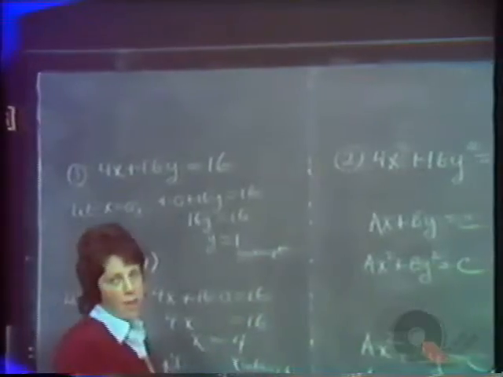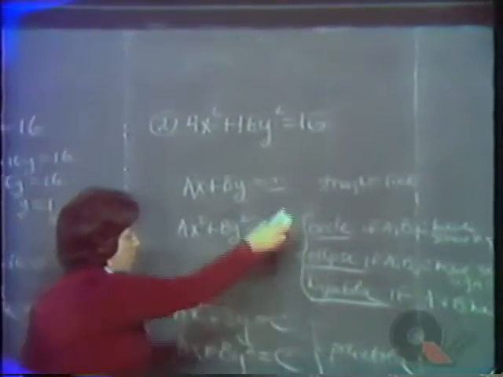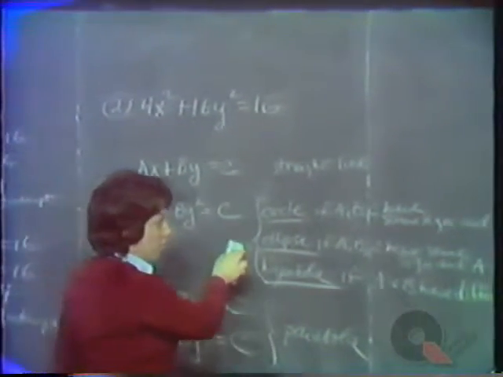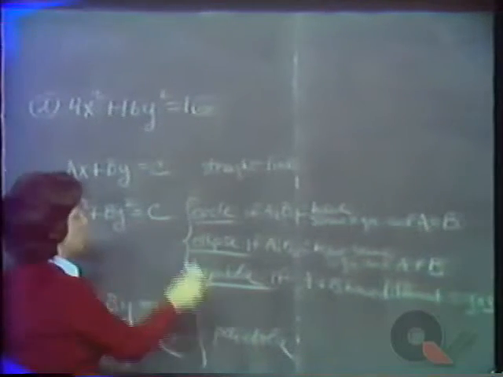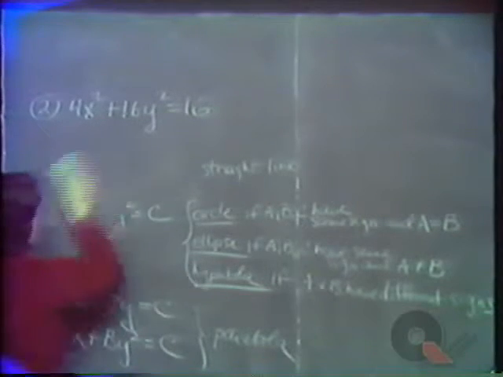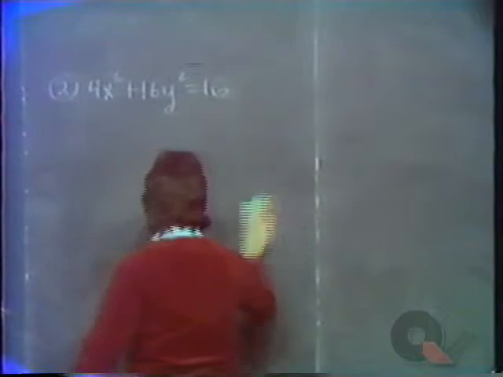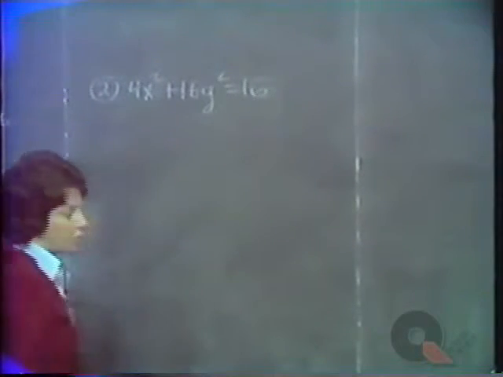This one we have here, both x and y are squared. Okay, it's one of these, and it comes under the second category. A, B, and C have the same sign, and A is not equal to B, so it's going to be an ellipse. Okay, so let's get down to the business of sketching this one. Now I gave it to you in the form ax squared plus by squared equals c.